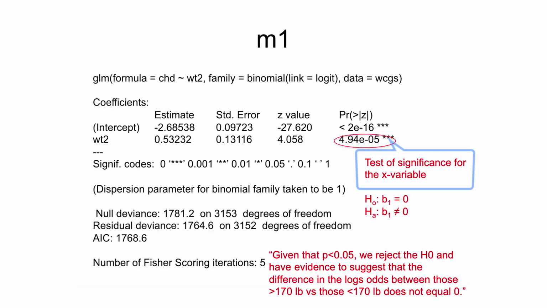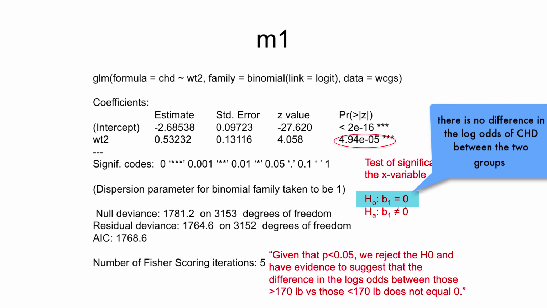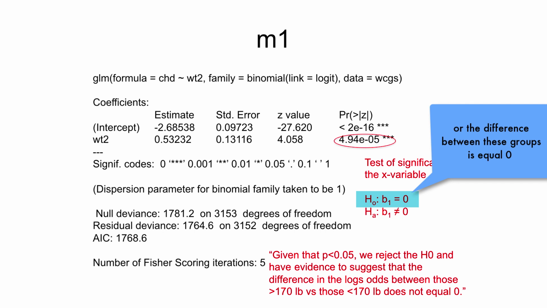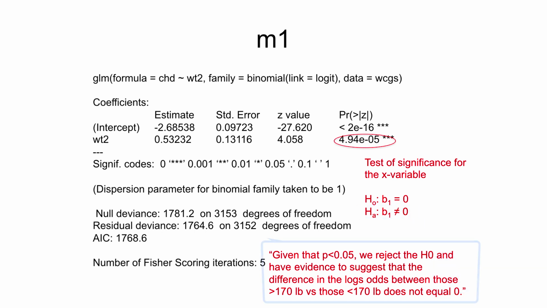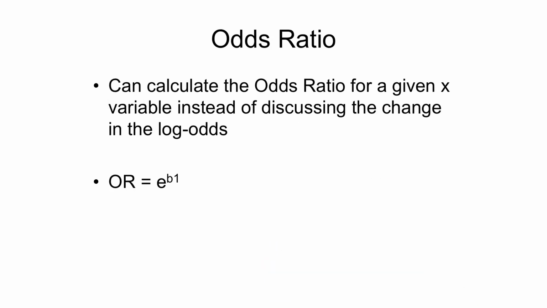The p-value associated with the weight variable is a test of significance for that variable. The null hypothesis is that there's no difference in the log odds of CHD between those greater versus less than 170 pounds, or that the difference between these groups equals 0. The alternative hypothesis is that this difference in log odds does not equal 0. Based on our output here, given that the p-value associated with the weight coefficient is less than 0.05, we reject the null hypothesis and have evidence to suggest that the difference in the log odds between those greater versus less than 170 pounds does not equal 0.